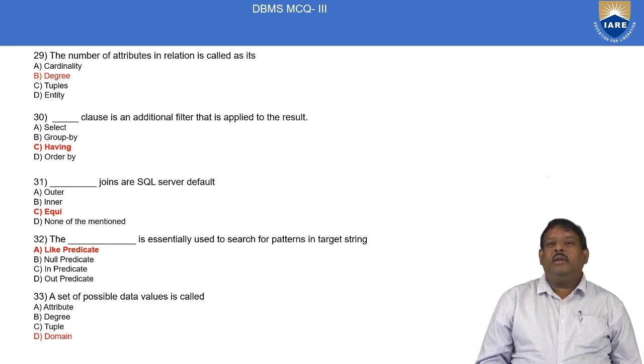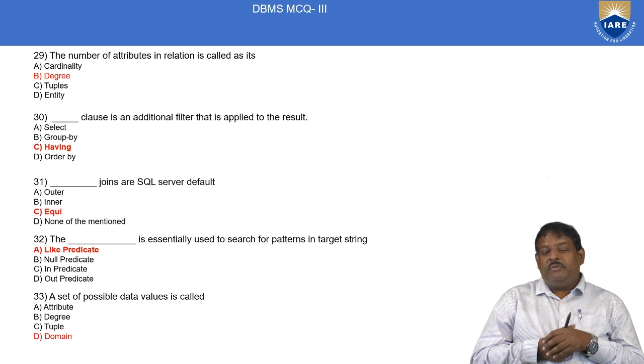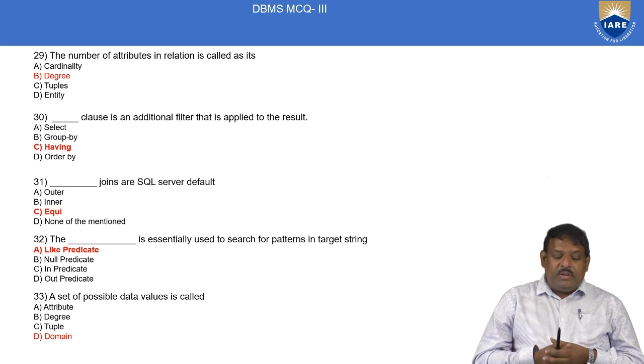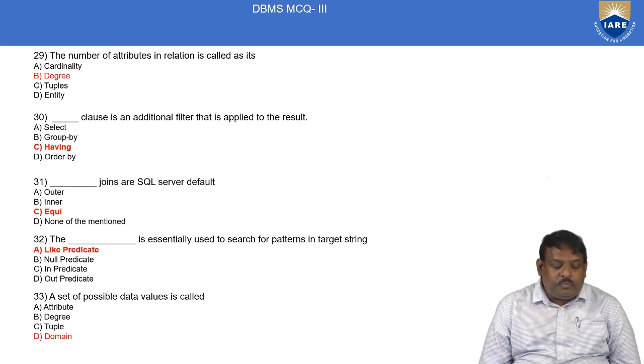What are the SQL Server join defaults? Is it outer join, inner join, equi join, or none of them mentioned below? By default it is an equi join. Equi join is the default join that is available in SQL Server.